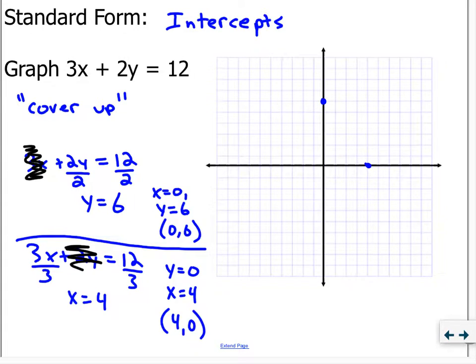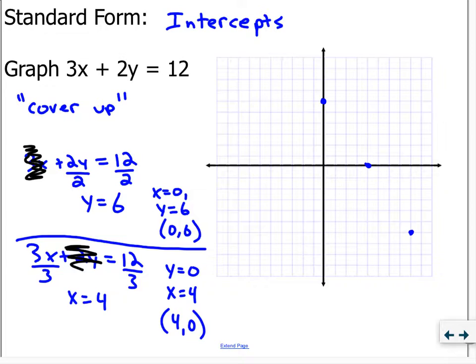You want to get some more? I would maybe do my slope a little bit. I'm going to go down 6 to the right 4. See that down 6? See that right 4? So let's keep doing that, down 6 and right 4. Go down 6. Go to the right 4. It's going to be like right around here somewhere. Now I got 3 points on my graph.